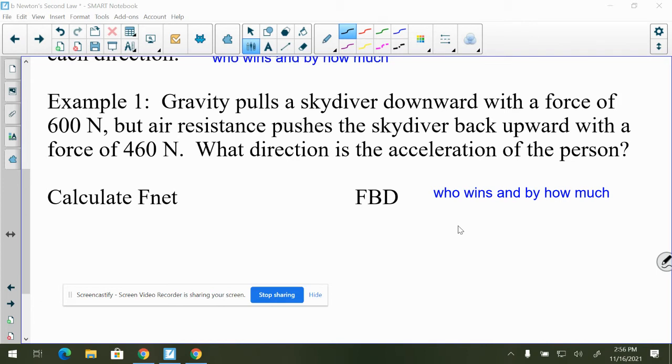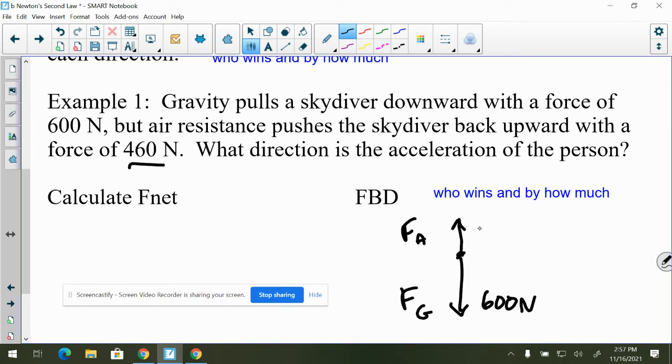So it says gravity pulls a skydiver downward with a force of 600. I'm going to draw a free body diagram. Here's the skydiver, and the force downward is gravity pulling him down, so I'm going to say that force is 600 newtons. Now it says at the same time air resistance pushes the skydiver back up with a force of 460. Here's the force of air resistance. I'm going to draw this a little shorter because it's not as big. It's only 460.